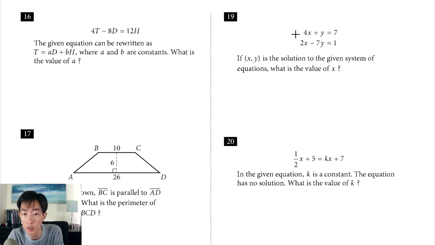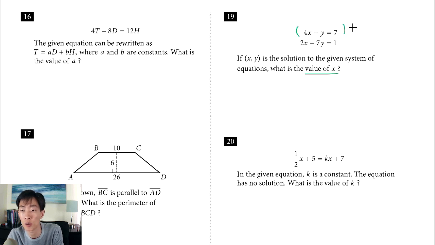Question 19, we have a system of equations. If xy is the solution to the given system of equations, what is the value of x? On most problems on the SAT with systems of equations, you probably want to use elimination. That can save you some time. If you're asking yourself, should I eliminate the y's or the x's, keep in mind they want the value of x. So let's eliminate the y to save time, because otherwise you're going to have to replug stuff back in.